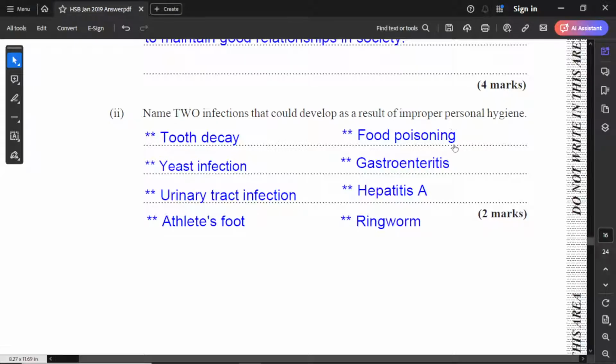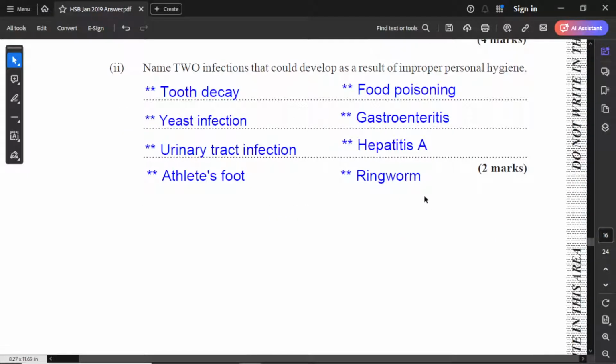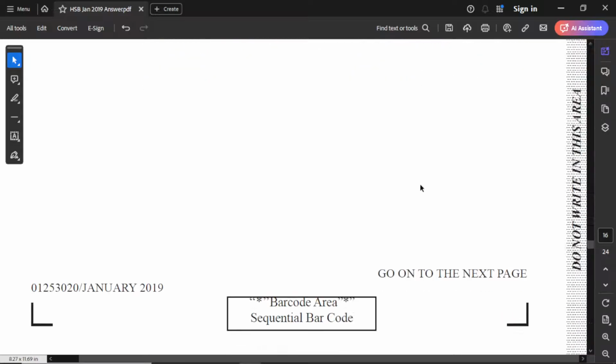Food poisoning, when you're cooking, please wash up properly, wash your hands and all those things. You can have gastroenteritis, which is similar to or related to how you treat your food, similar to food poisoning. Hepatitis A, you may have ringworms, and you have many others that you may develop as well. All right.